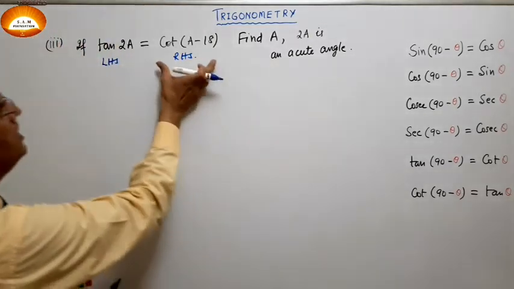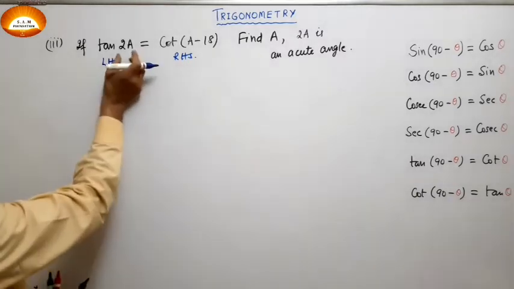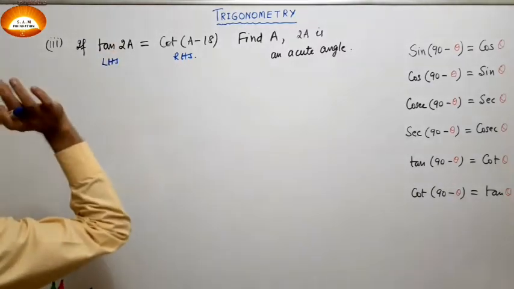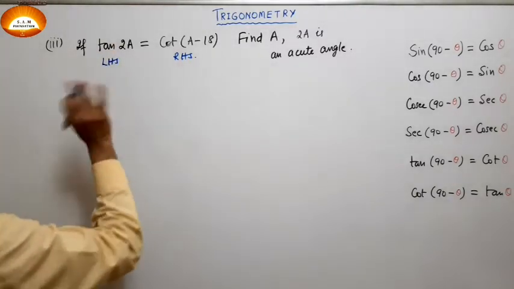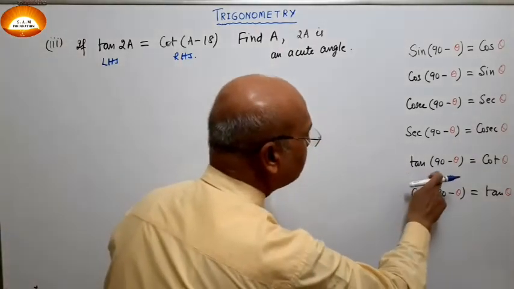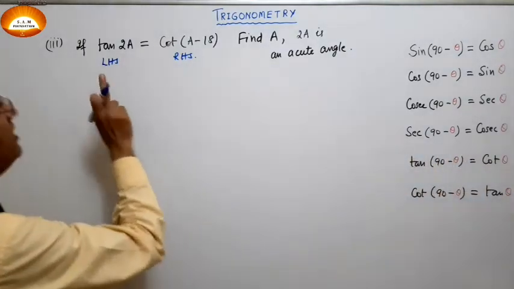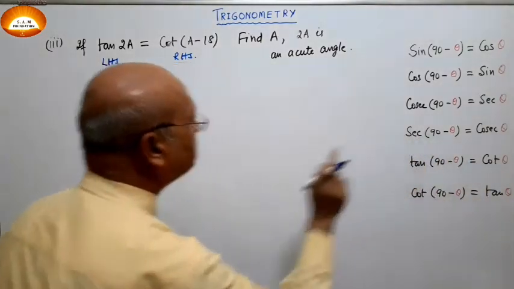Either convert this cot to tan or convert this tan to cot. Now here it will be more complicated to convert because a minus 18 is there. Here only one angle, 2a, is given, so here it will be easy. Now see how to bring cot with tan. Can you see here? Tan 90 minus theta is cot theta. We can convert tan into cot by this formula, 90 minus theta.